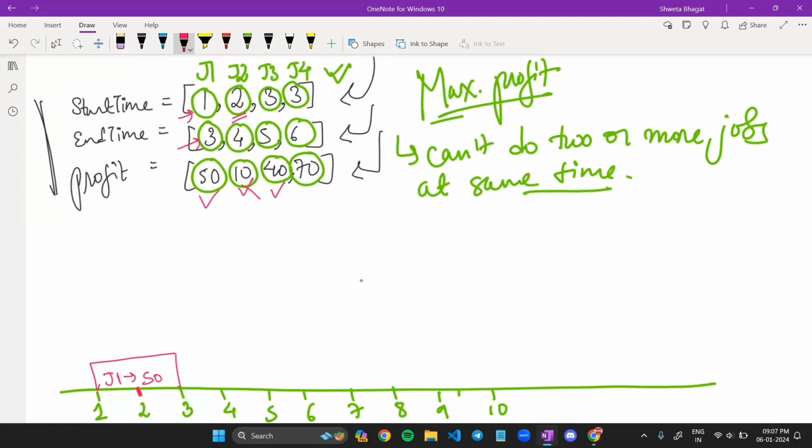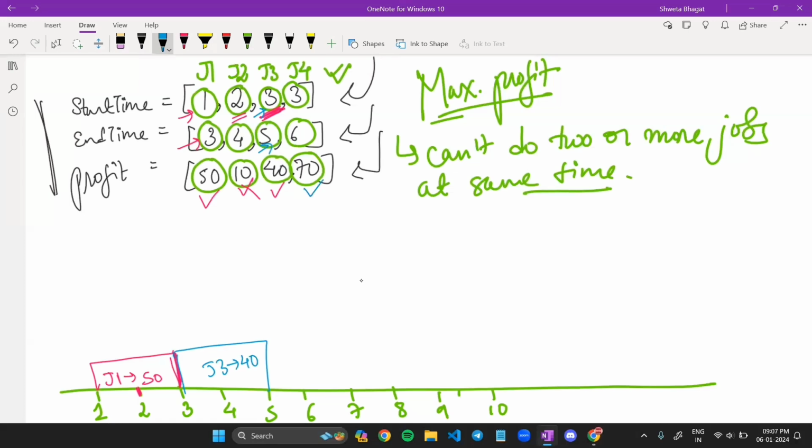Now we'll see, can we do job 3? So the answer is yes. Why? Because it is starting at time equal to 3 unit, right? And by the 3 unit of time, we don't have any job because we have already completed our job 1. So what we'll do is we'll start this job 3 and it will be starting at time equal to 3 and it will be ending at time equal to 5 unit. So from 3, we'll start job 3 and it will be ending at 5 unit of time. So on doing job 3, what is the profit which we will get? We'll get a profit of 40.